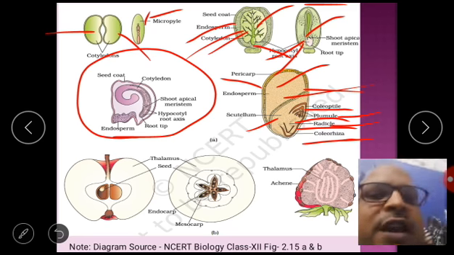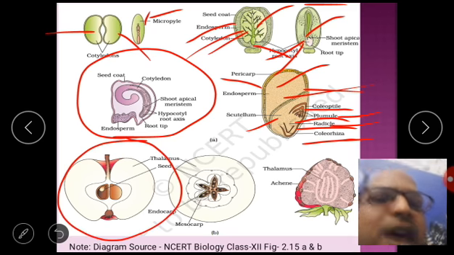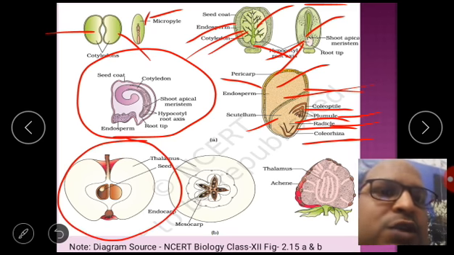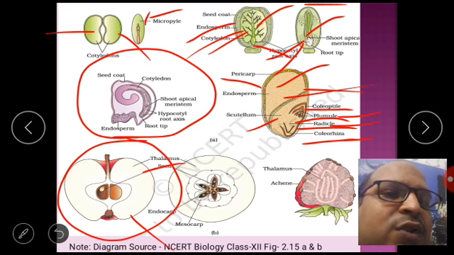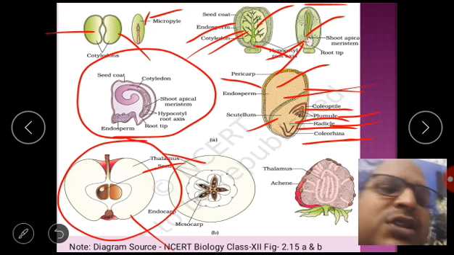Now you see this is a fruit. Here you see thalamus is there, so it is known as false fruit. Here also the thalamus is there, so it is known as false fruit.